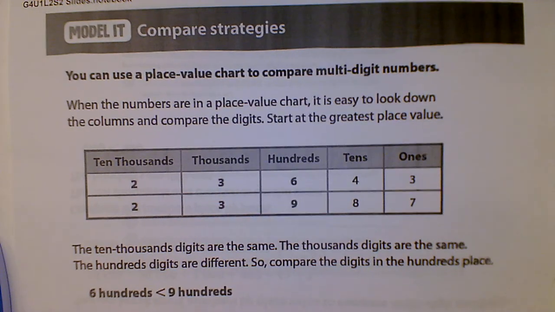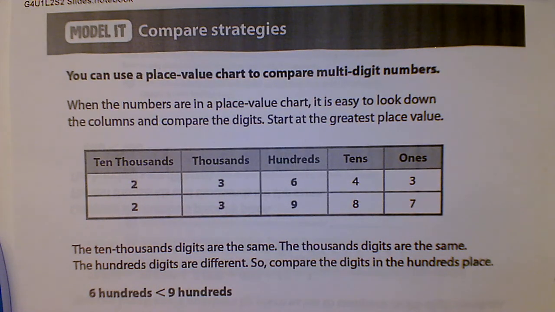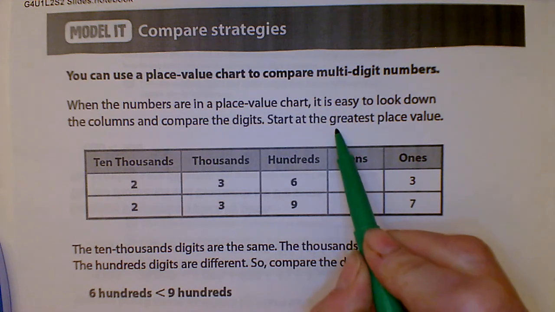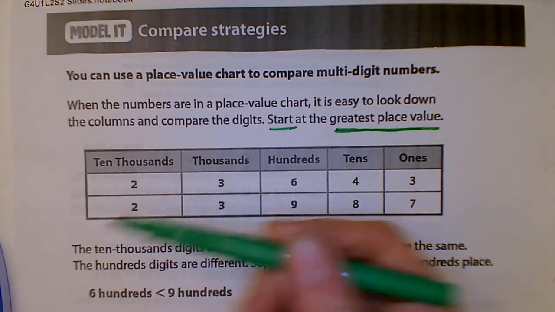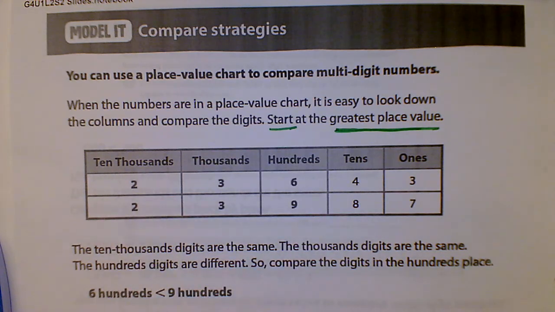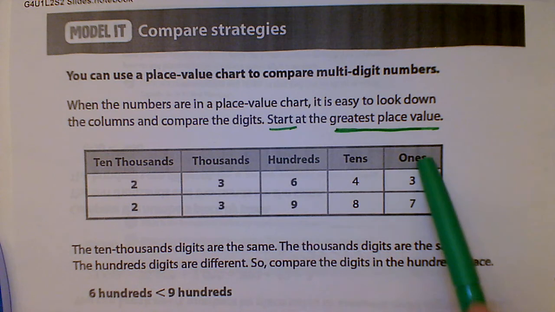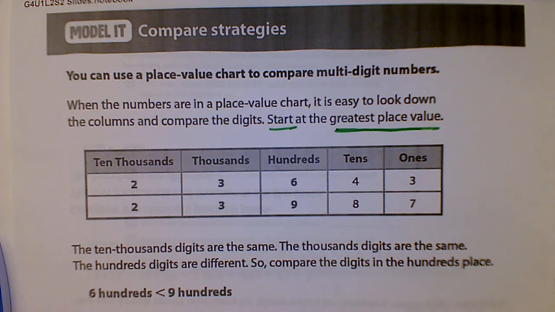In this slide, it says you can use a place value chart to compare multi-digit numbers. When the numbers are in a place value chart, it's easy to look down the columns and compare the digits. Start at the greatest place value. And again, that's something that I've been saying over and over. Start at the greatest place value. That's going to be over to the left. That's going to be the 10,000s. Remember, if you have $10,000 in your pocket, that's a lot more than 1 or even 1,000.